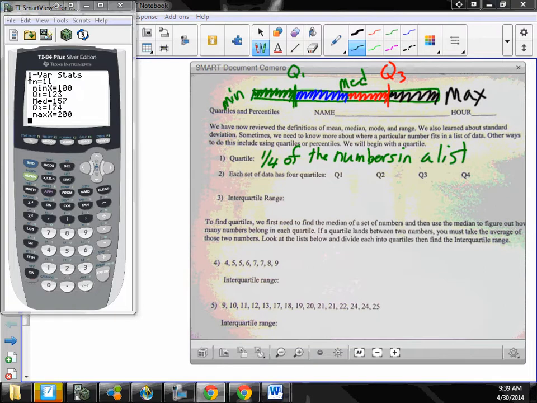Your calculator will actually find these for you, but we're going to do a couple by hand. So Q1 represents from 1% up to 25%. Q2 is from 26 to 50. Q3 is 51 to 75, and Q4 is 76 to 100%.